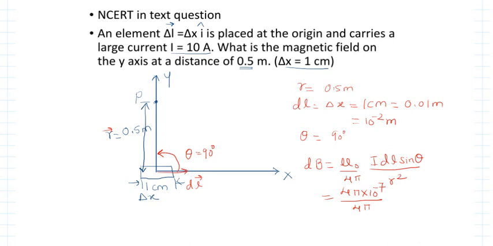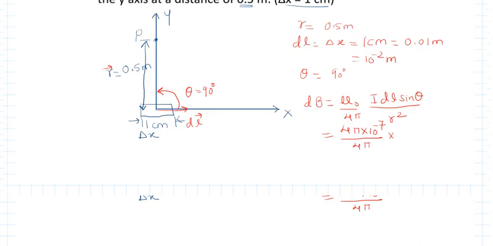So further, let's put up the value for current I. Current I is given as 10 ampere in the question. DL is 10 to the power negative 2. Sine theta, which is sine 90 degree, that is going to be 1. R squared, what is R? R over here is 0.5. So 0.5 and the bracket squared. This is important. So 4 pi and 4 pi will get cancelled out.